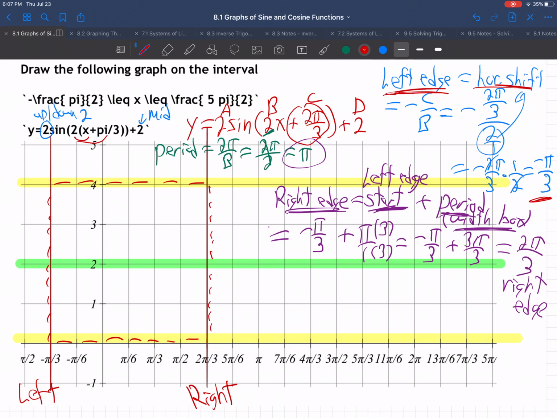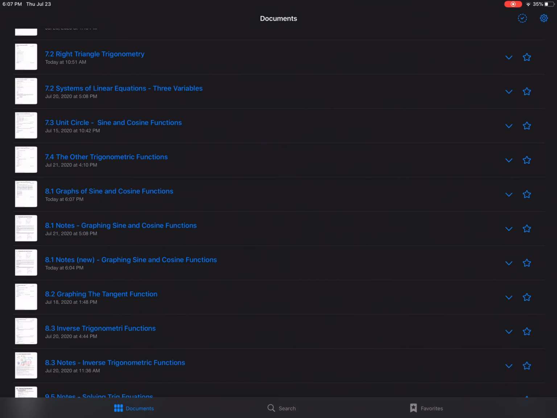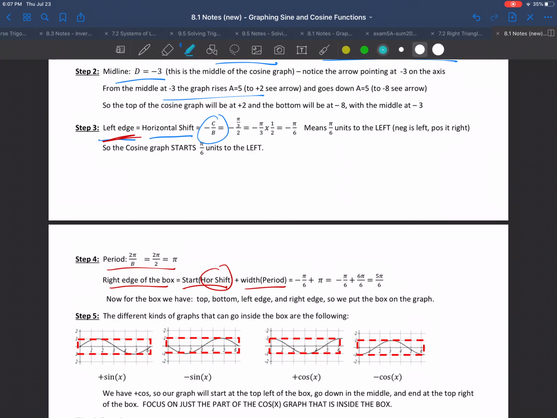Right? So we got the left edge formula, which is called horizontal shift, negative c over b. Then the right edge is where you start, the left edge, plus the period, the width of the box. So then we get the right edge. So we have the box. So that means right in this box, let me be clear here, I'm going to put our graph, one cycle of our sine graph, right in that box. Perfectly in that box. Now, how do we fit a sine graph? What does it look like? Let's be clear on that going back to the notes.